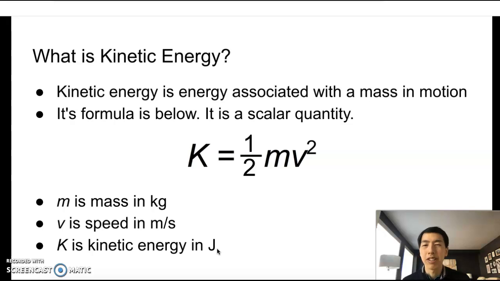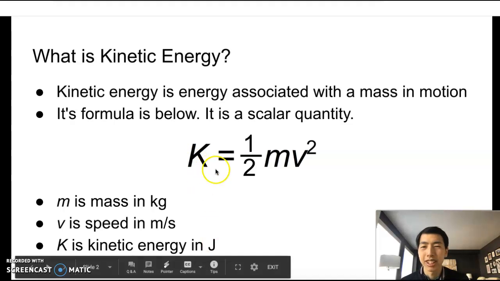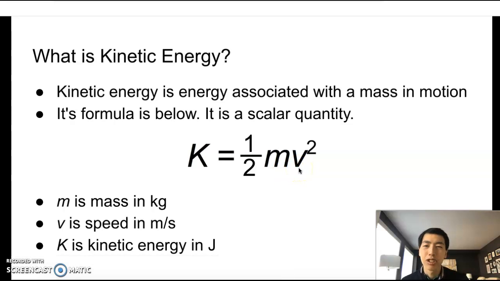And that might be kind of surprising because work was force times displacement, so newtons and meters, whereas kinetic energy is mass times speed squared, so kilograms and meters per second. So it might be kind of strange why those would have the same units in the end. I'll have a separate video to explain why. That'll be an optional video just for those who are interested in why they have the same units.